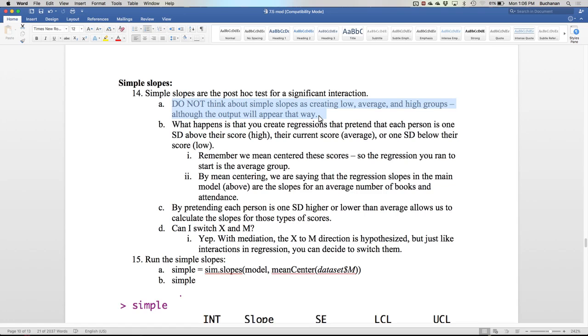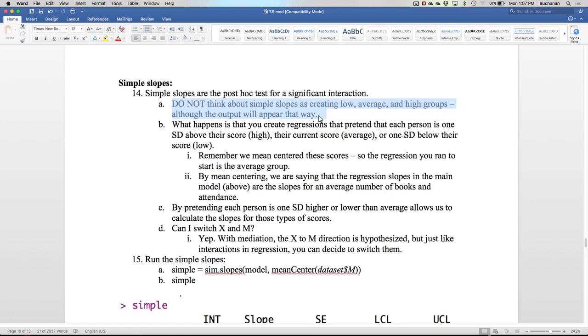We're just going to pretend each individual person could be low, average, or high. For each person, we take their attendance score and pretend they're on the average, or below average, or above the average. So we shift the data around. The only way I've been able to explain this is you pretend this person is 1 standard deviation below their score for low, or 1 standard deviation above their score. So think of it like, okay, I read 3 books, that makes me average. What would my score have been if I was on the low end? What would my score have been if I had gotten a high number of books?